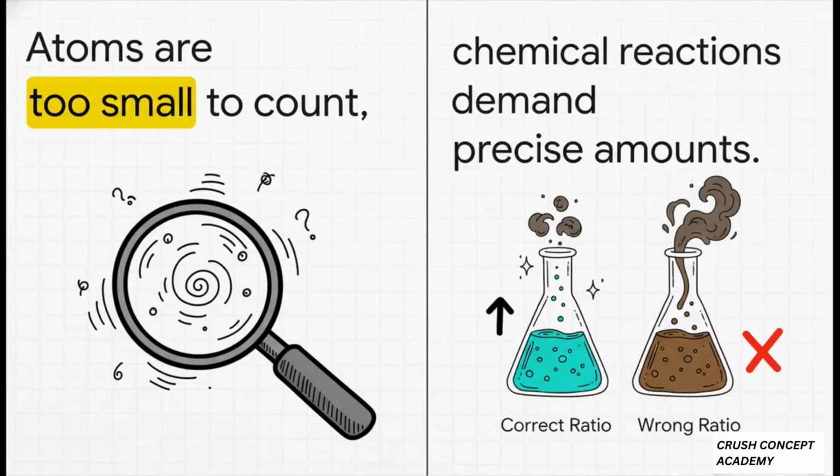And this is the heart of the whole thing. Chemical reactions are incredibly picky. They need exact ratios of ingredients to work. A little too much of one thing or not nearly enough of another, and your whole experiment could just fizzle out. You really can't just wing it when you're working with something as small as an atom.